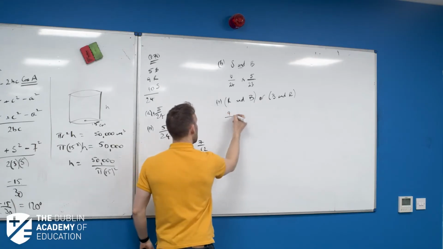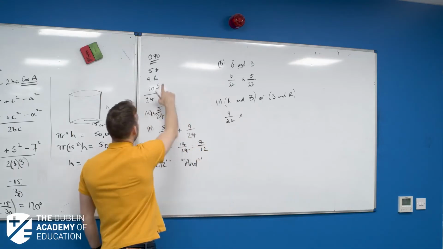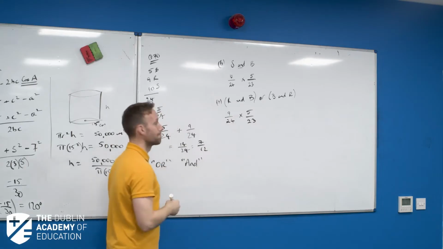Alright, so how many red cars do we have? We've got 9. Out of a total of how many? 24. And we multiply. Black cars is 5. And how many are we choosing from? 23. Okay?